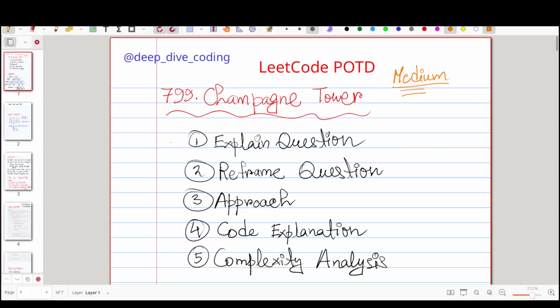So the video flow will be this way. First I will explain the question, then reframe the question. This is the most important part. Then the approach, then code explanation, and as usual complexity analysis.